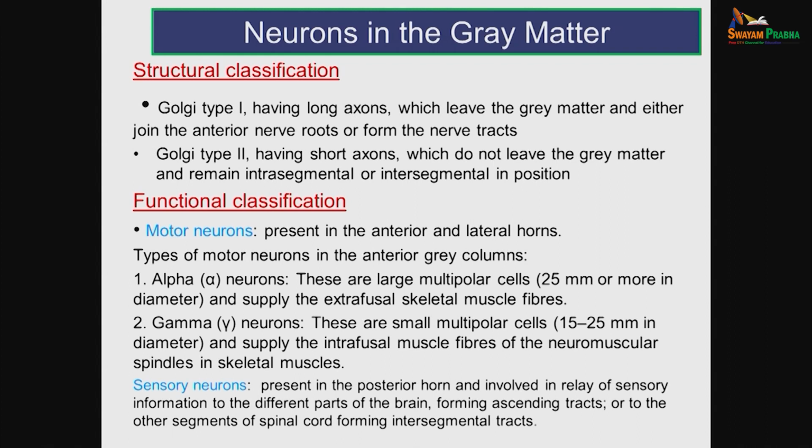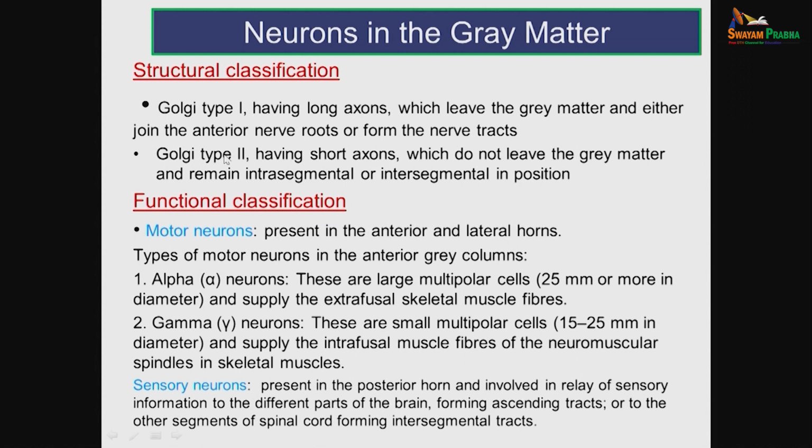We are now going to discuss in detail about the grey matter. For this, you have to know the classification of neurons in the grey matter. There are two ways by which you can classify. There is a structural classification and a functional classification. So, if you take the structural classification, the neurons are divided into Golgi type 1 and type 2.